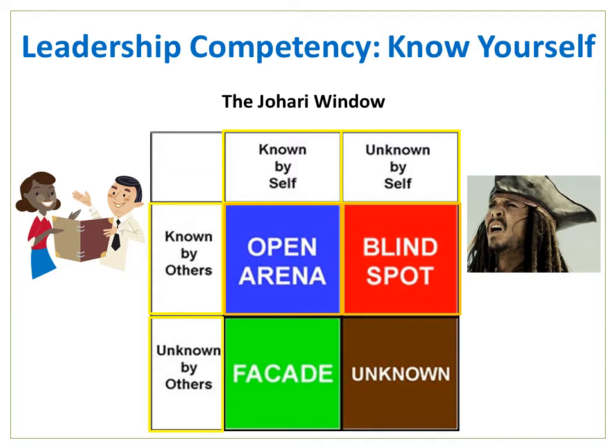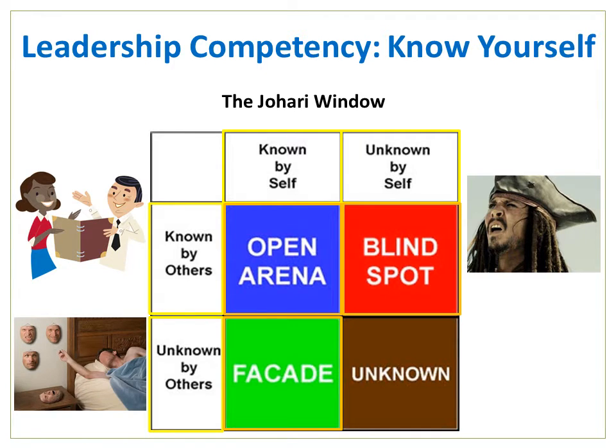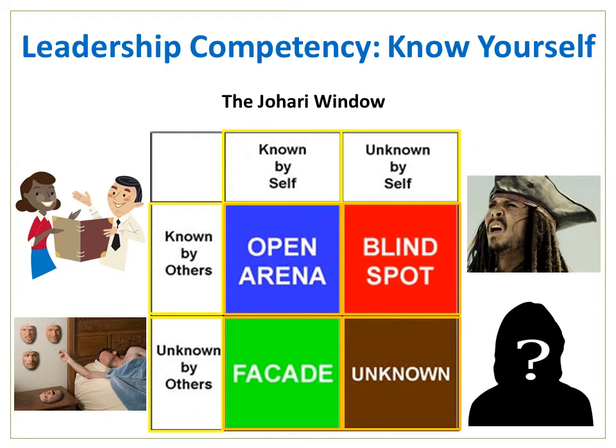Aspects that are known by the self but are unknown to others is called the facade. A person may choose to display a facade and withhold certain information for a number of reasons. For instance, emotional self-protection, career advantages, or the person may just feel that the information he or she knows would not be beneficial for the other person to know. Lastly, information unknown to both the self and others is simply called the unknown.